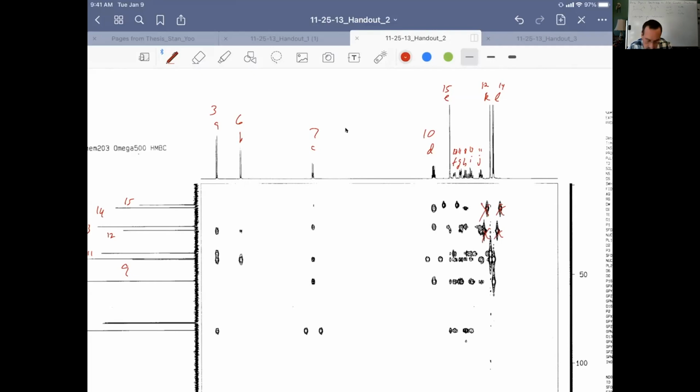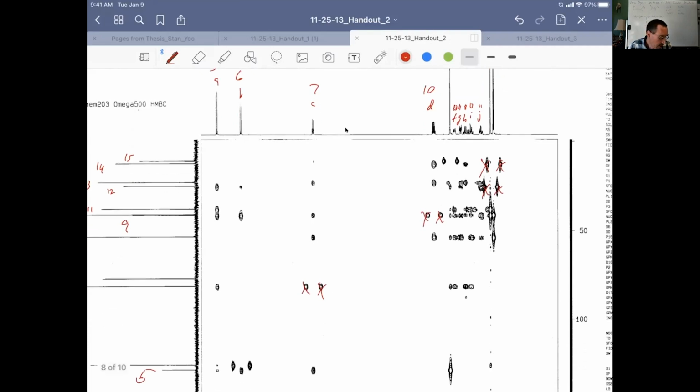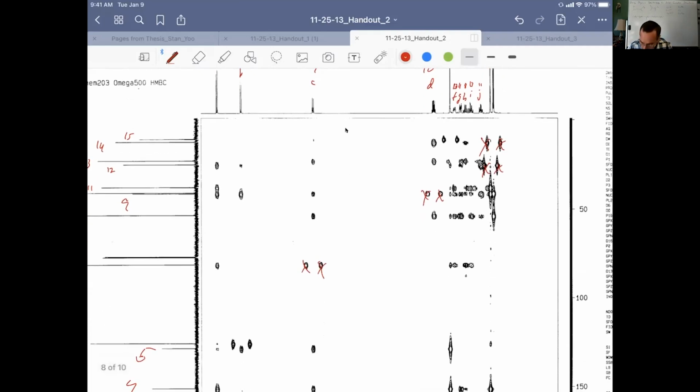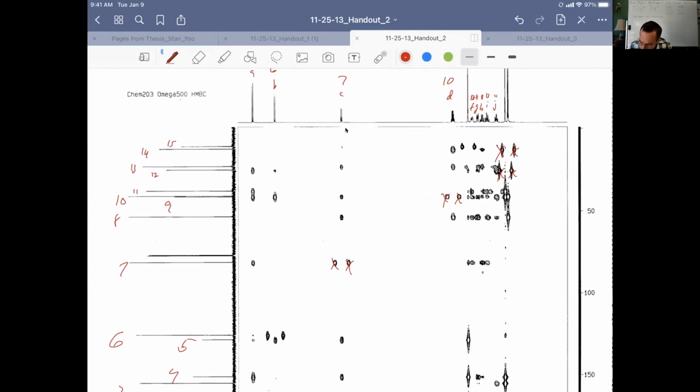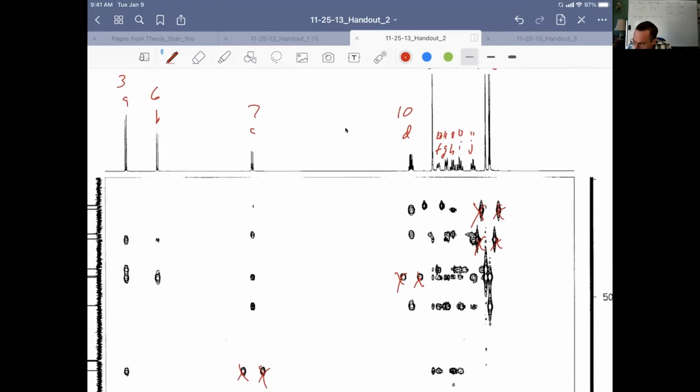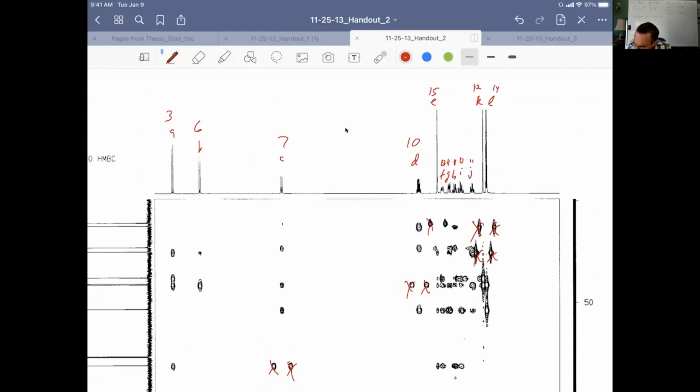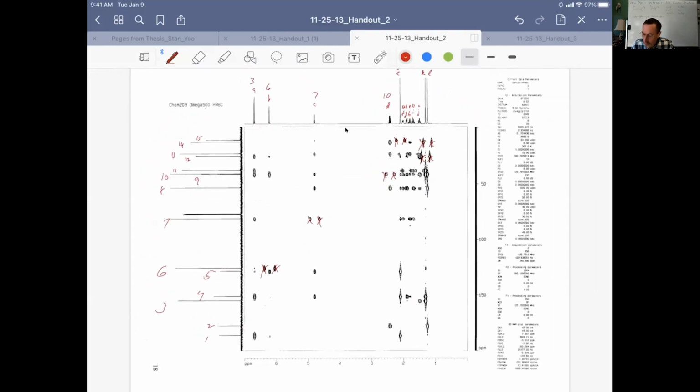Let's see, what else do we see? We see one pair here around 10D. We see another pair around 7. We see another pair around 6. And I think there's one more pair here on the 15E methyl singlet. So we pick that up. Okay, so I cross those out. And then at that point, I'm ready to start analyzing my spectra.